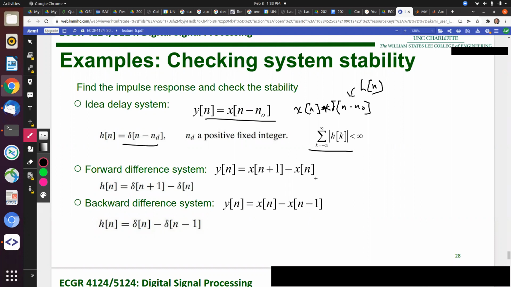Forward difference system. Well, we look at the forward difference system, the backward difference system. Let me just generalize this. If you have an FIR system, an FIR system is a list of numbers that are all finite in value and finite in length. How could you bound such a list of numbers if you wanted to find some number that all of those numbers were less than?